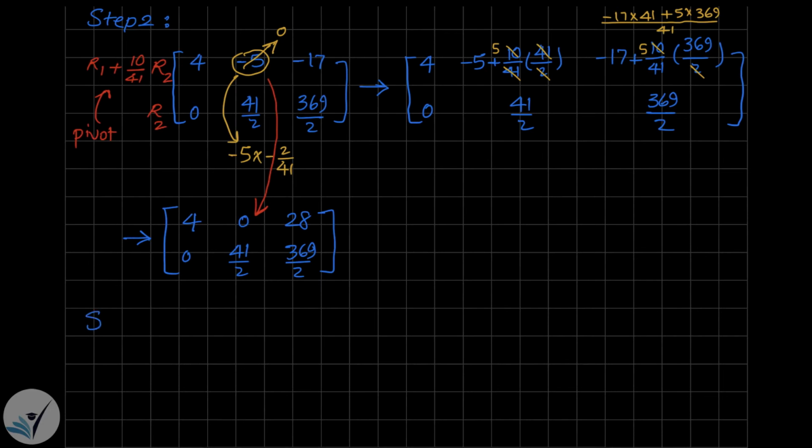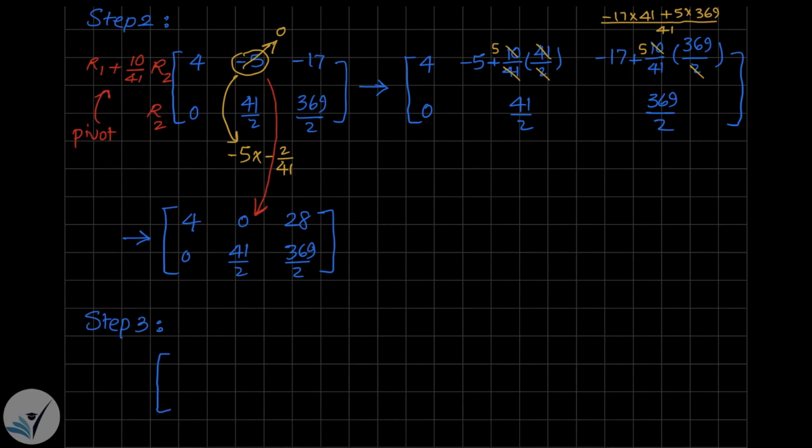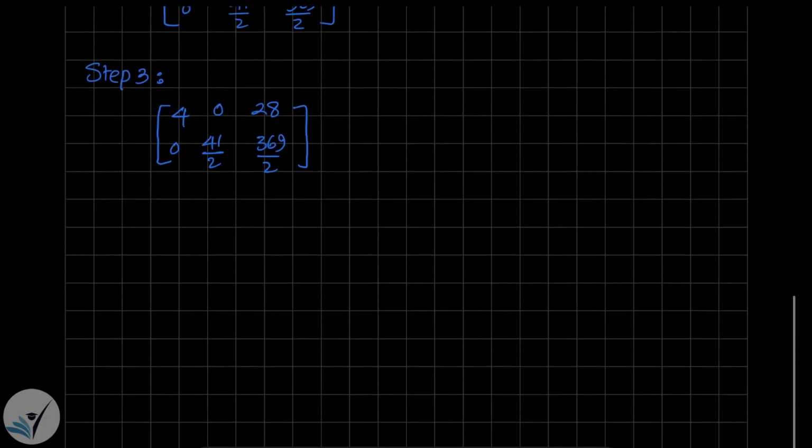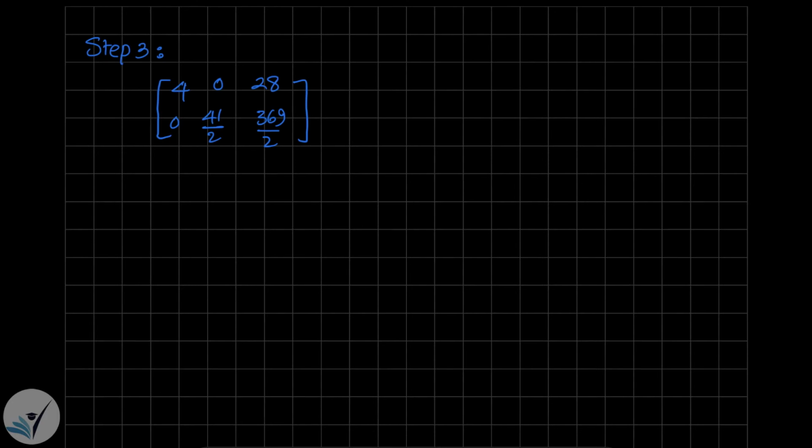Let's move on to step 3. I'm going to copy the matrix again here: 4, 0, 28, 0, 41 divided by 2, 369 divided by 2. In step 3, my goal is to transform this 4 to 1. What I need to do is divide the first row by 4. In fact, I can go ahead and implement step 4 here simultaneously with step 3.